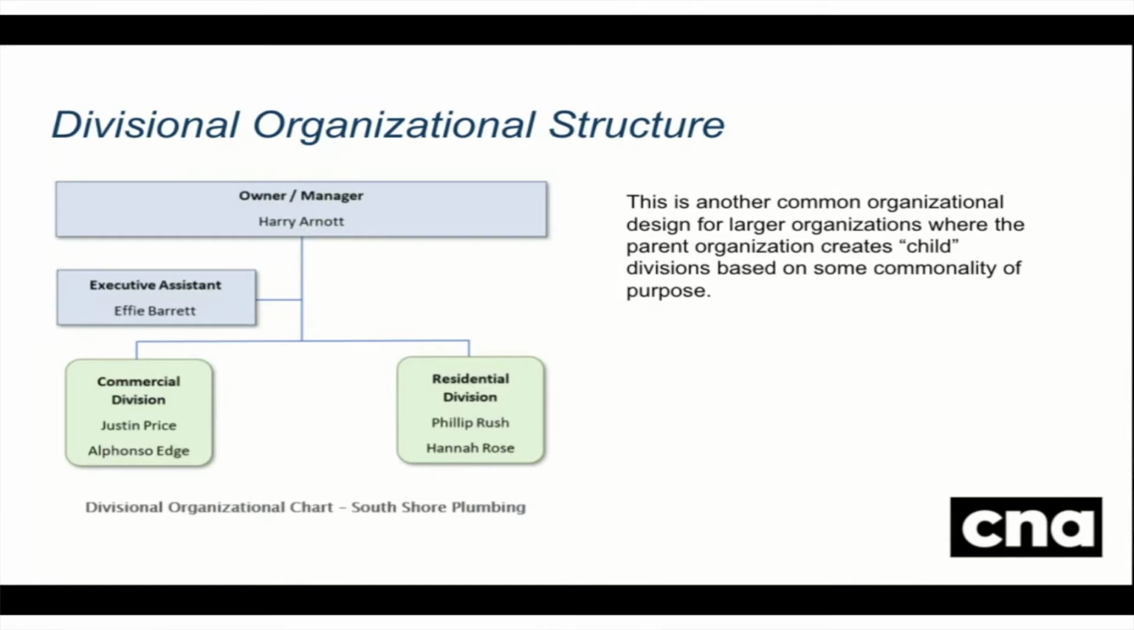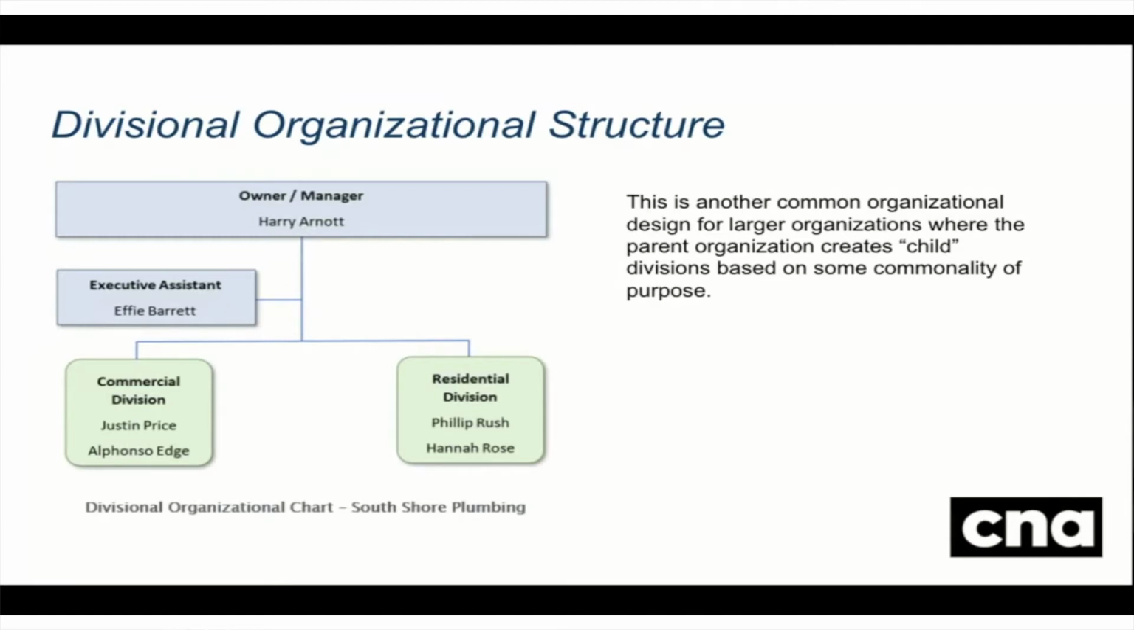Again, the chain of command or the line of authority is clearly laid out. The owner, Harry Arnott, is responsible for everything. He is the head guy. They have an executive assistant. The executive assistant is not directly involved in the chain, but assists. So again, they sit off to the side there. Now they're responsible to Harry Arnott, who is ultimately the boss. The commercial division then is responsible to Harry, as is the residential division.